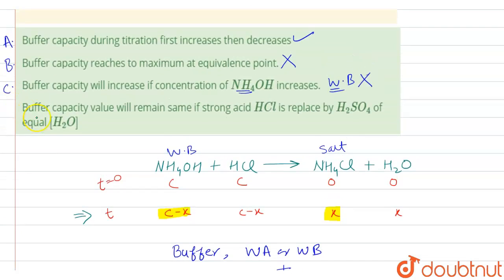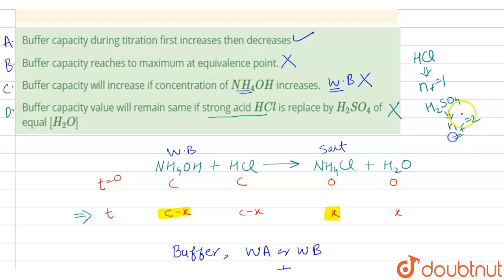And for option D, so let us say this option D. Option D is saying that buffer capacity value will remain same if strong acid HCl is replaced by H2SO4. So it is wrong. Why? Because HCl is a monobasic acid. Its N factor will be equal to 1. And for H2SO4, we can say that it is a dibasic acid. Its N factor will be equal to 2.